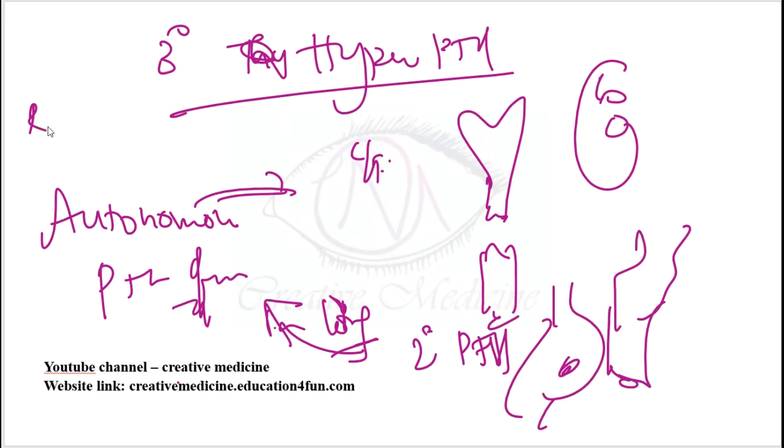So how are you going to treat this? You can do subtotal parathyroidectomy, or you can do total parathyroidectomy with autoimplantation of one parathyroid gland into the brachioradialis of the patient's hand.